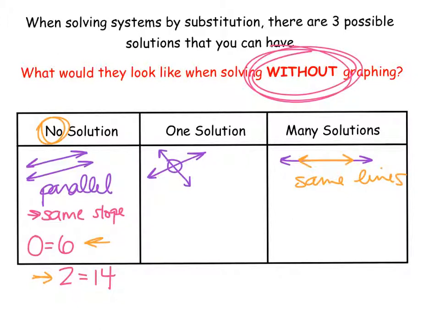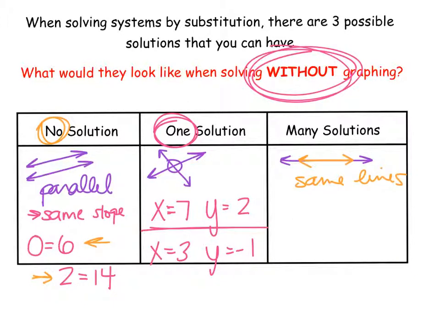One solution, we know they intersect. And so we should get one value for x and one value for y. And so when you solve, you want to end up with something like x equals 7 and y equals 2. You want things that are true in just one situation. Or maybe you find x equals 3 and y equals -1. You're not going to know until you solve, but you want something that will give you one solution, one ordered pair. And finally, with many solutions, we know they have the same line, so that's something you could look for.